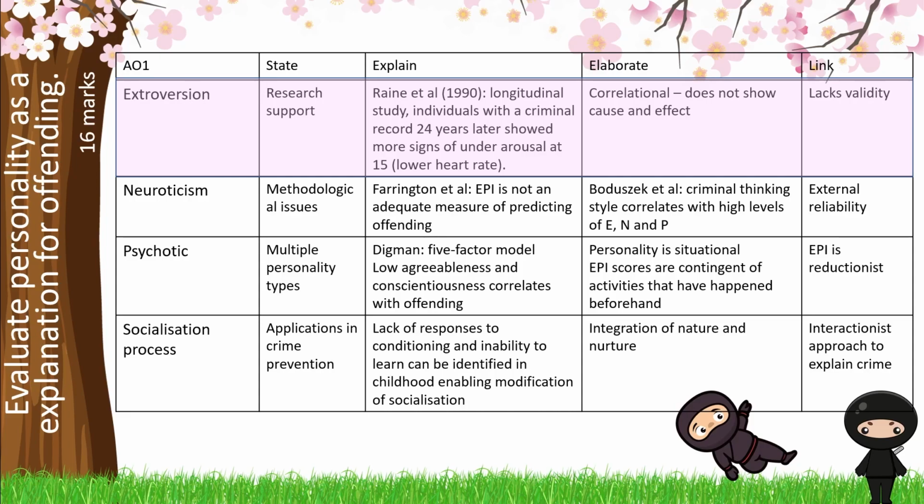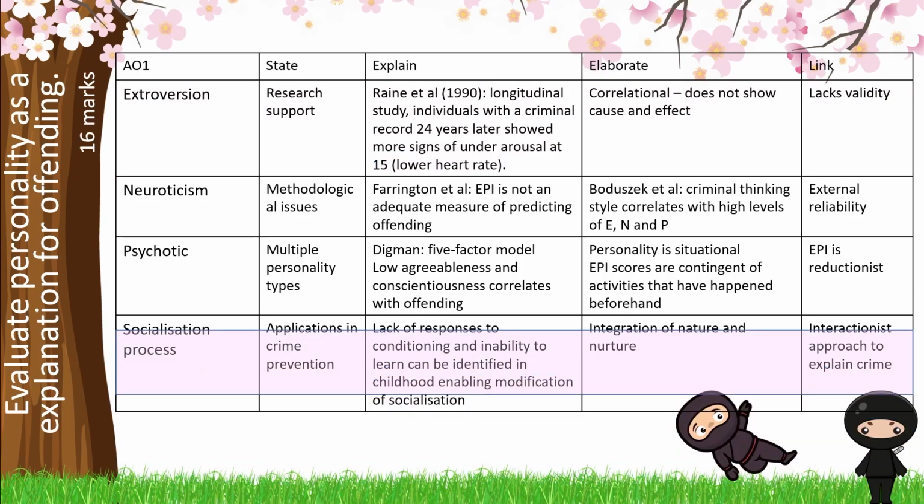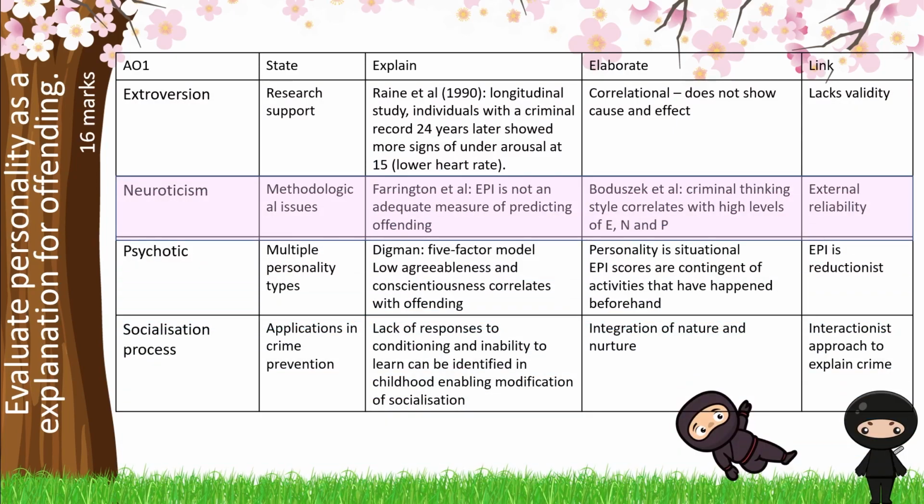Give one and you don't need to go into massive amounts of detail. Therefore, our mini conclusion is that Eysenck's theory of personality lacks validity. We're then going to go on and explain our second key term, neuroticism. However, we're saying here that there are methodological issues.